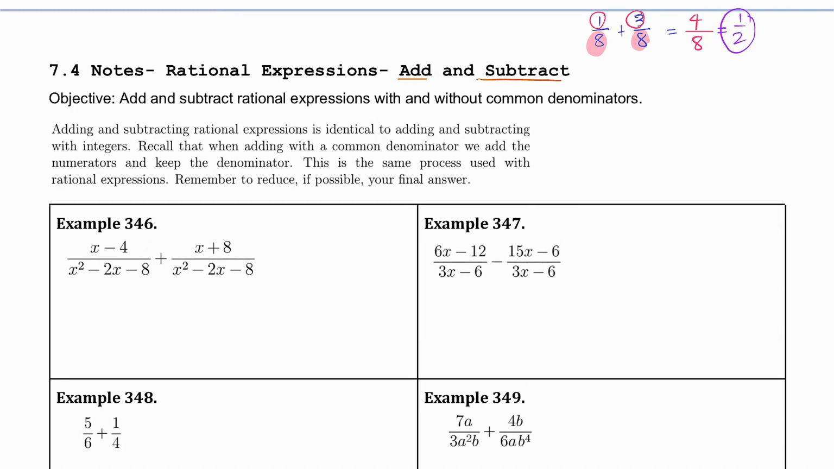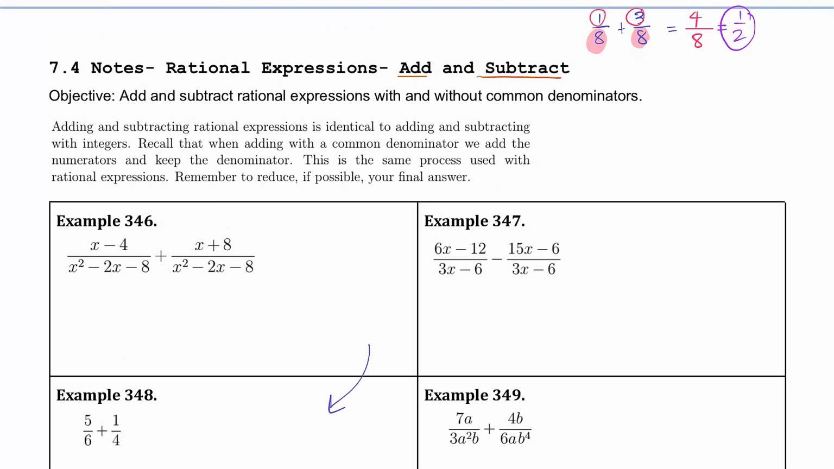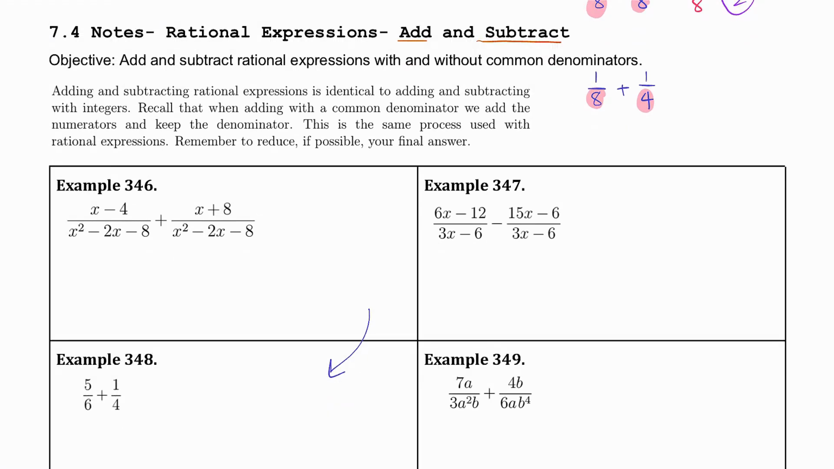Okay, but a lot of times we do not have a common denominator. So we'll see an example down here, but again, just to refresh you before we start, if we have something like this, 1/8 plus 1/4, we can't add these as they are because our denominator is not the same. So we're going to have to change these to get a common denominator or to find our LCD, least common denominator, so that we can add those. And when we get to example 348, we'll talk about how to do that.